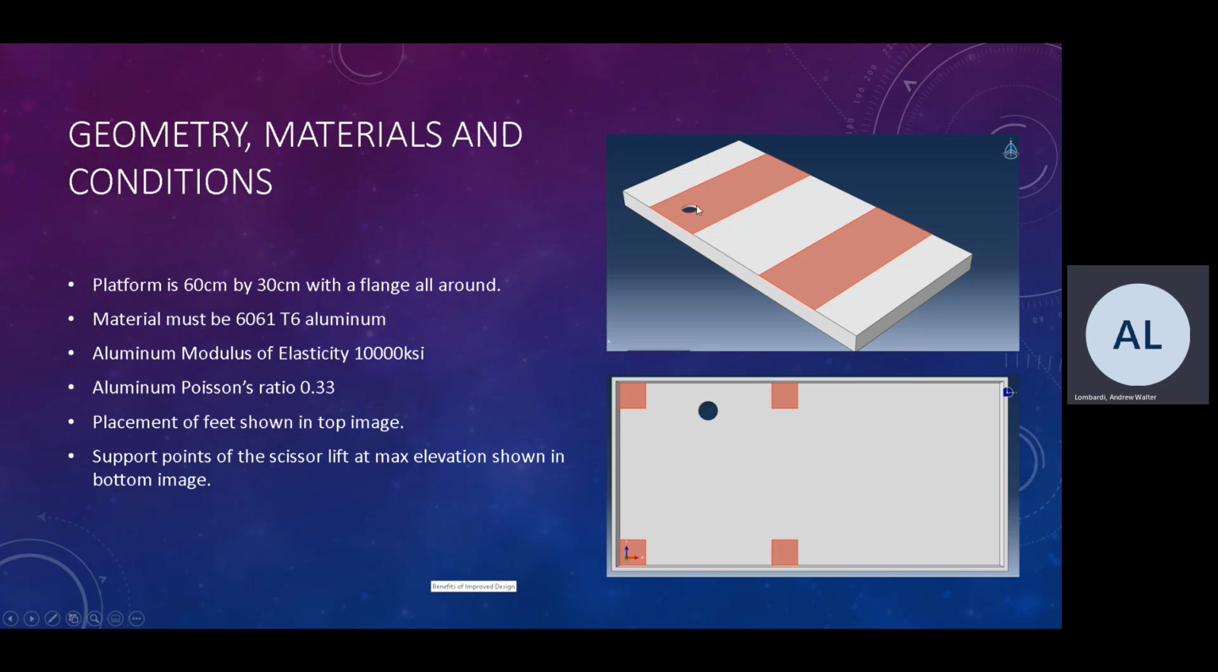The placement of the feet on the surface of the platform is shown here in the top image, and the points of support from the scissoring mechanism at its highest point of lift are shown here in the bottom image.